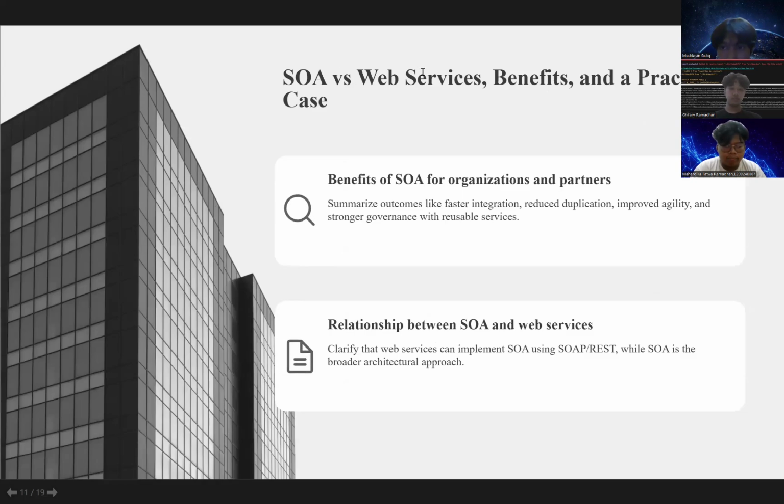SOA vs web service, benefits, and practice cases. Benefits of SOA for organizations and partners are summarized as outcomes like faster integration, reduced duplication, improved agility, and strong governance with reusable services. And then the relationship between SOA and web service is clarified: web services can implement SOA using SOAP or REST, while SOA is the broader architectural approach.